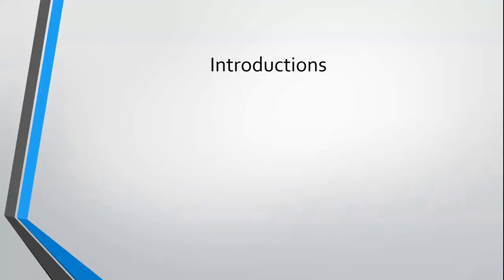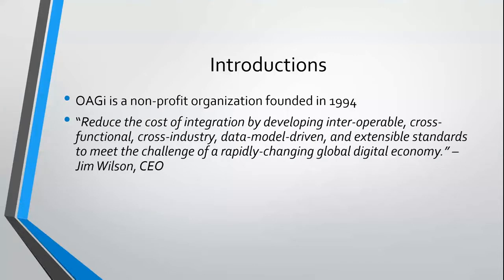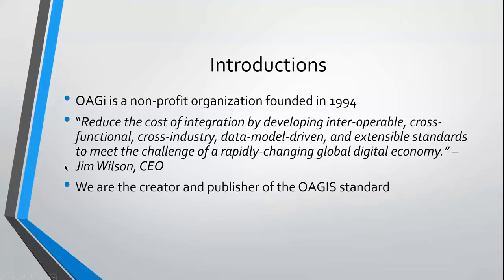OAG is a nonprofit organization founded in 1994, and we're a standards organization. Our goal is to continuously advance business process transaction standards at a global enterprise level. And here's our mission statement. We're creators and publishers of the OAGIS canonical standard, which is one of the largest enterprise standards on earth for B2B and A2A business process transactions.